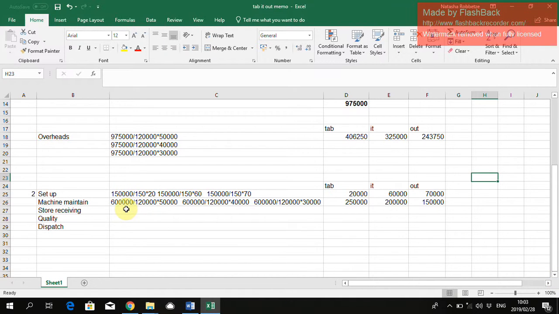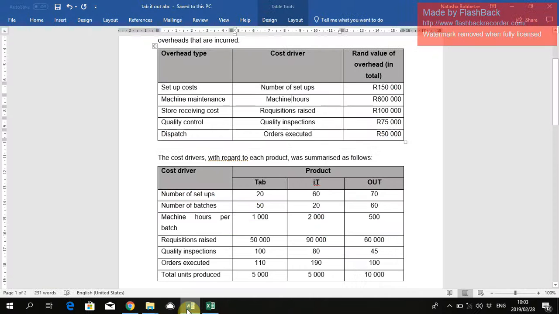There's also some store receiving, and if I look at the question, the store receiving was 100,000 and the requisitions raised was the cost driver. So if I look at the requisitions raised, it would seem like there is 90 plus 50, which will give you 140, plus 60 should give you then 200,000 of the requisitions that were raised. So I go and look at the cost, and it is 100,000.